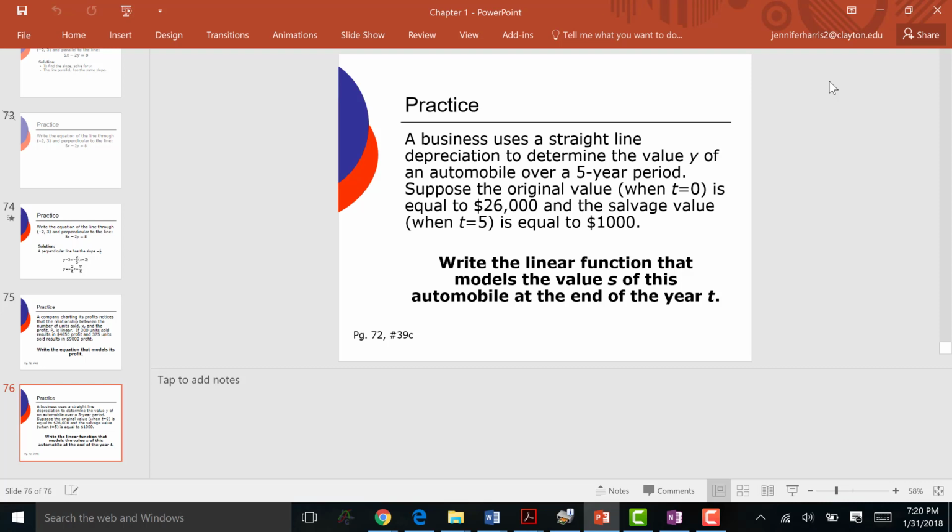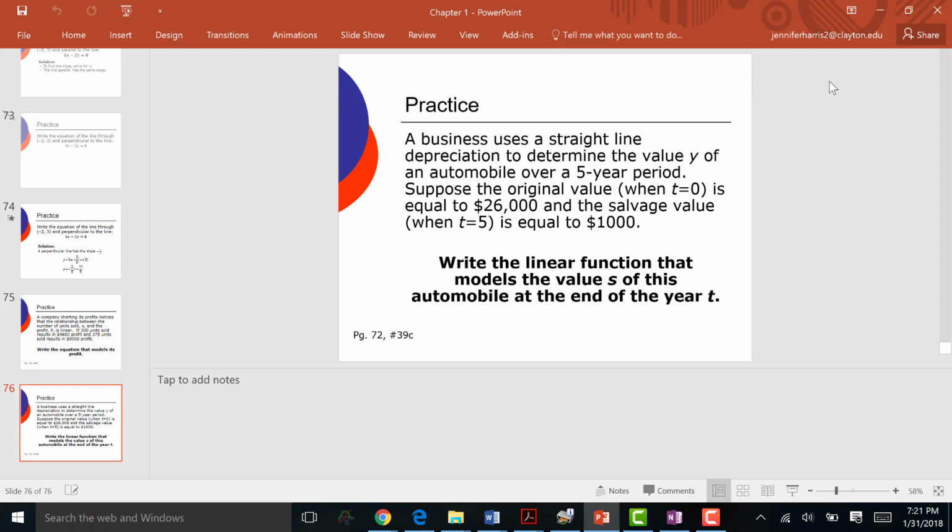Alrighty, so I've got a business that uses straight line depreciation to determine the value, which is our Y, of an automobile over a 5-year period of time. Suppose the original value, which is when t equals 0, is $26,000. The salvage value, which is when t equals 5, is $1,000.